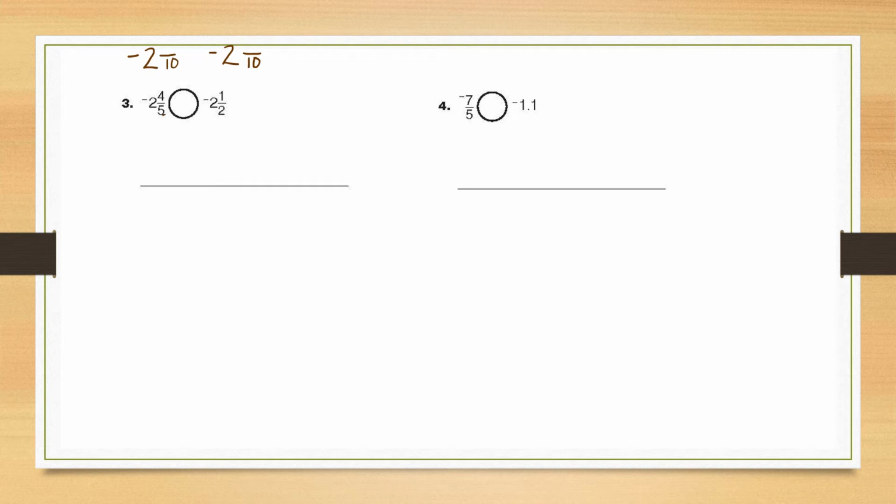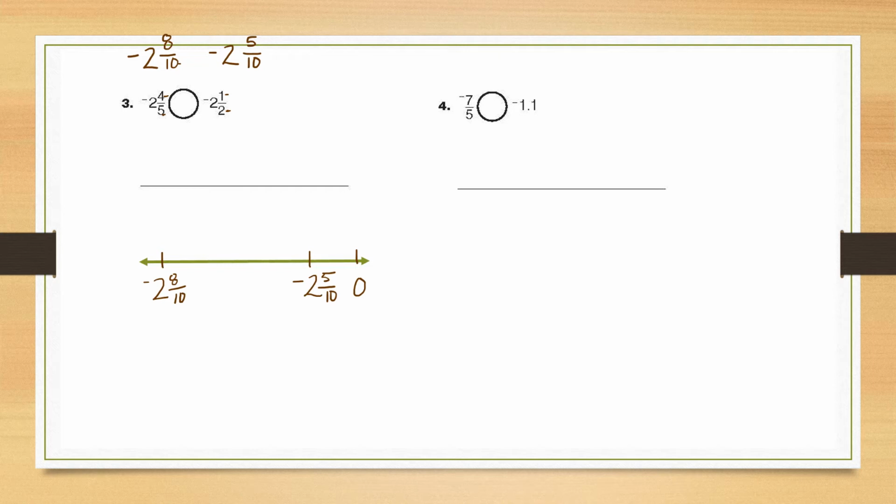5 times 2 is 10. 4 times 2 is 8. 2 times 5 is 10. 1 times 5 is 5. So on my number line, I can now record both of these fractions. -2 5/10 would fall here, and -2 8/10 would fall here.